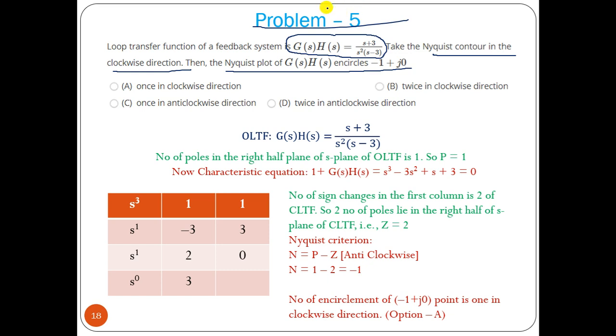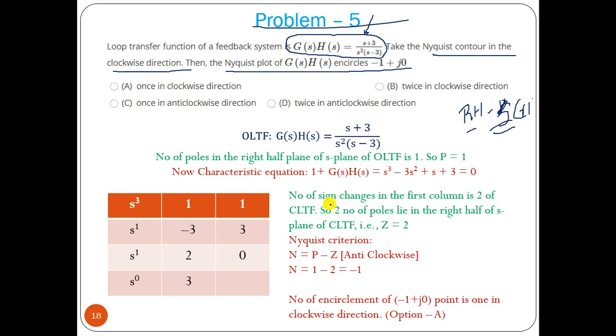So what you have to do is, it is given that you have to draw the Nyquist plot, but as the open loop transfer function is given, we don't have to draw the Nyquist plot. We can give the answer by applying the RH stability criteria. How to do that? Let me explain that.